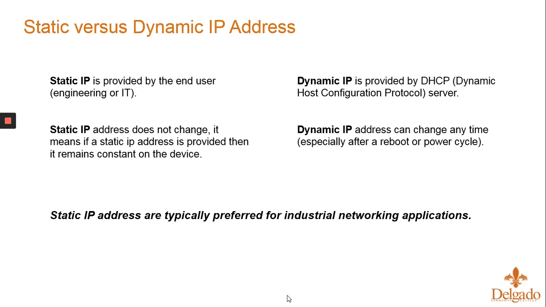So on the plant floor, that is not a good thing. We do not want to have all of our IP addresses dynamically changing at undetermined times. If we're trying to make things talk to each other, we have to know their addresses, and they should not be changing. So for that reason, static IP addresses are typically preferred. I say typically just because there are always people who do things a little bit differently, but quite honestly, it is always the preferred method for industrial networking applications.